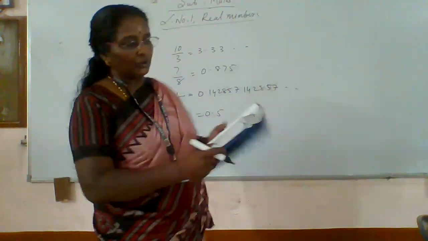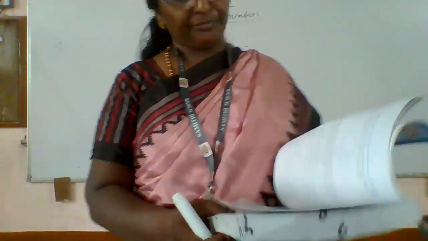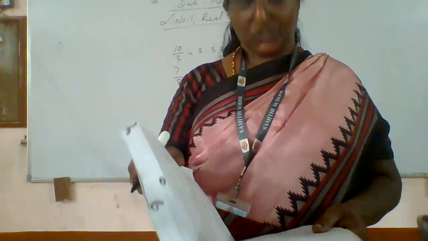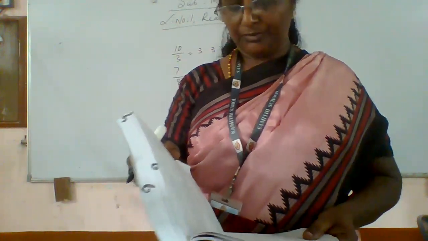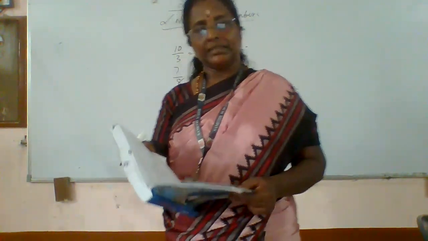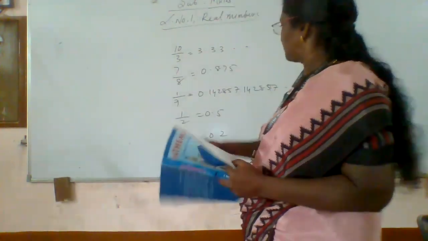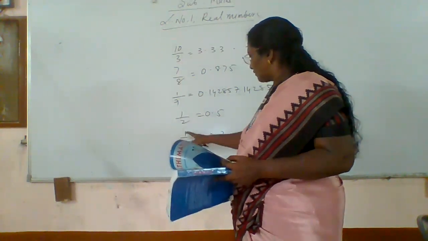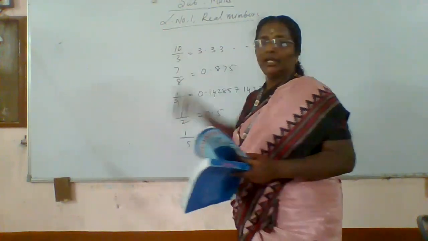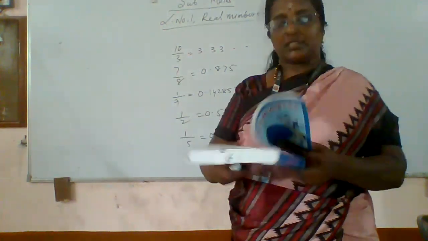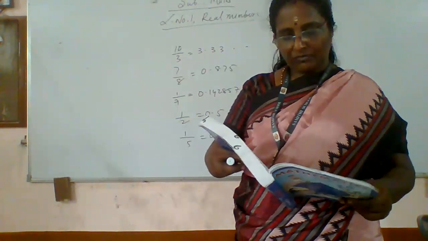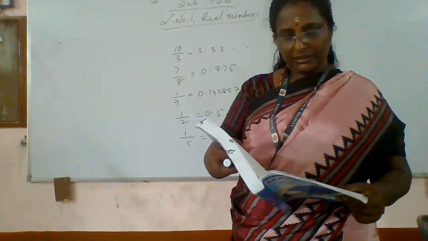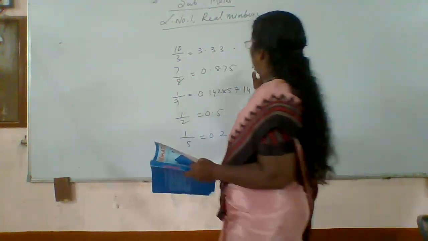So, question again, read your question. Make the question clear first. Look at several examples of rational numbers in the form p by q, where p and q are integers and there are no common factors between p and q. Here 1 and 2, here 1 and 5, here 7 and 8, here 10 and 3 have no common factors. That's the meaning. Other than 1, having terminating decimal expansion. So terminating decimal expansion only we are taking here.